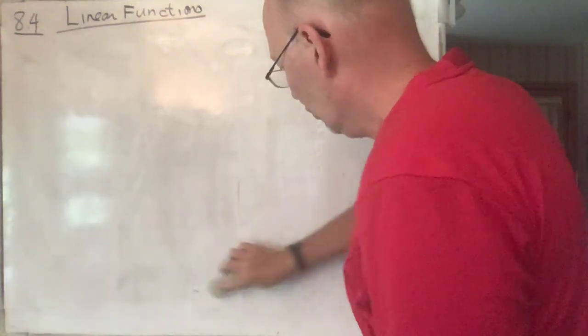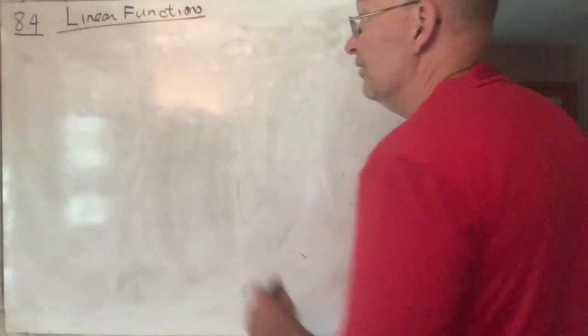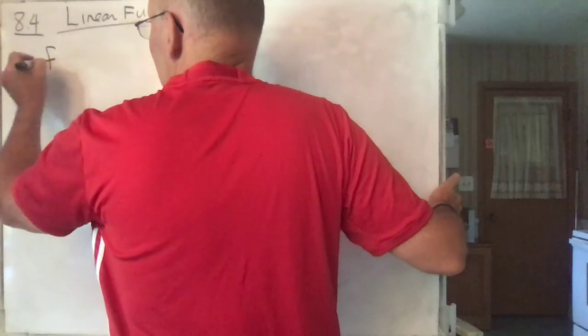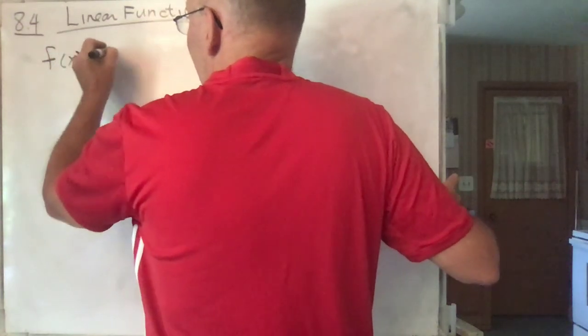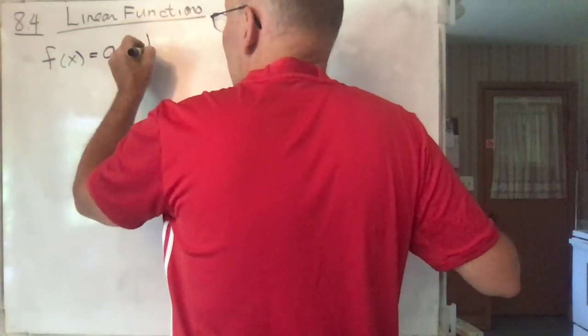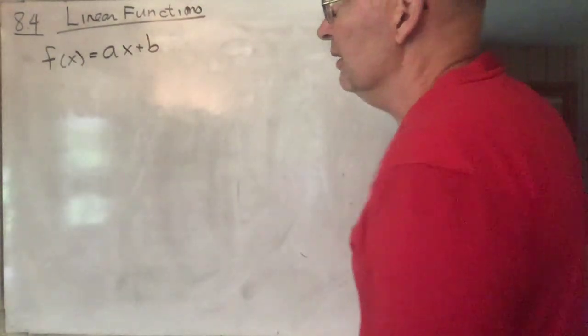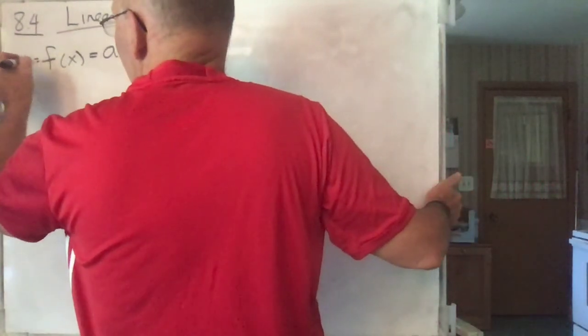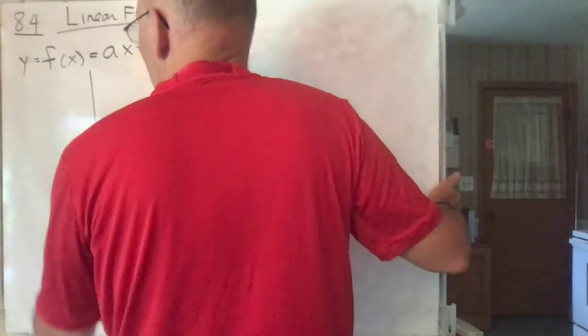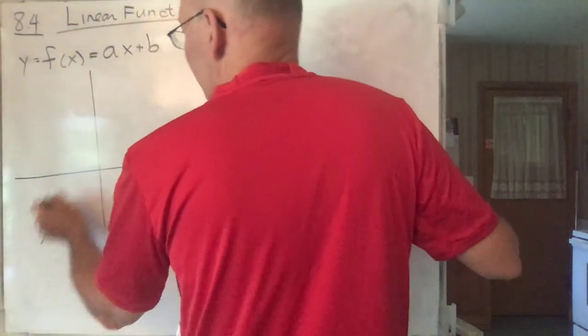Okay, so we're going to look at linear functions. And as you might guess, a linear function is just something of the form ax plus b, where if you graph it, if you let y be the value of the function that comes out, then what you're going to be graphing is going to be some sort of a line.